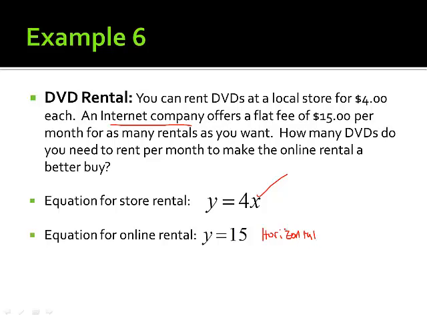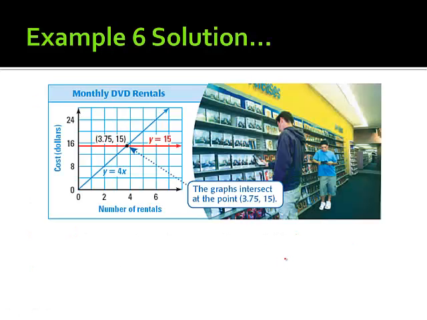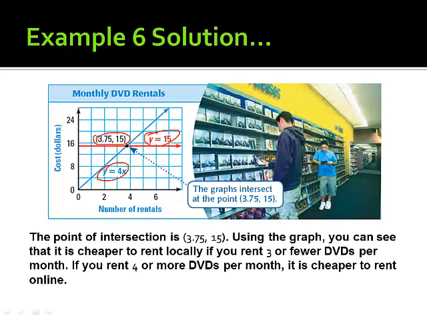So in order to see this, we can do one of two things. How many DVDs do you need to rent per month to make the online rental a better buy? Well, I'm going to do this visually. So graph each equation. If you graph each equation, you get this one here, which is y equals 15, and this one here, which is y equals 4x. Now, how do you actually find out this number? Well, that's what's called the break-even point. The point of intersection, the break-even point.